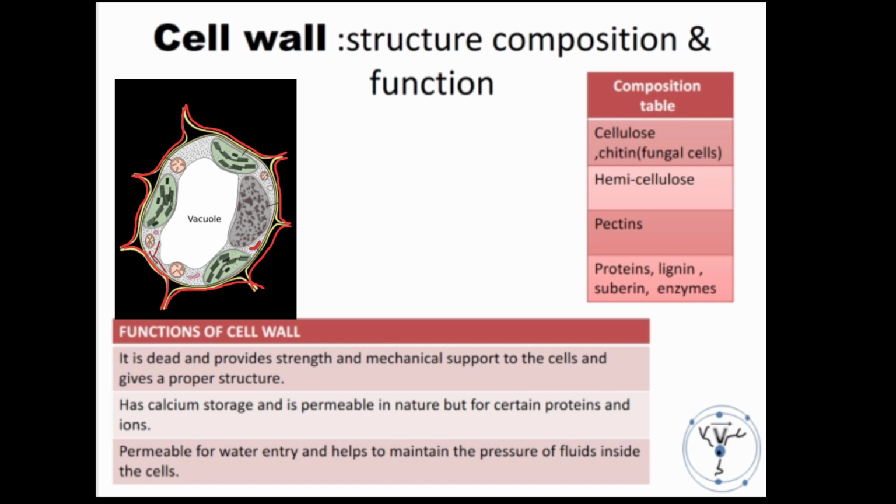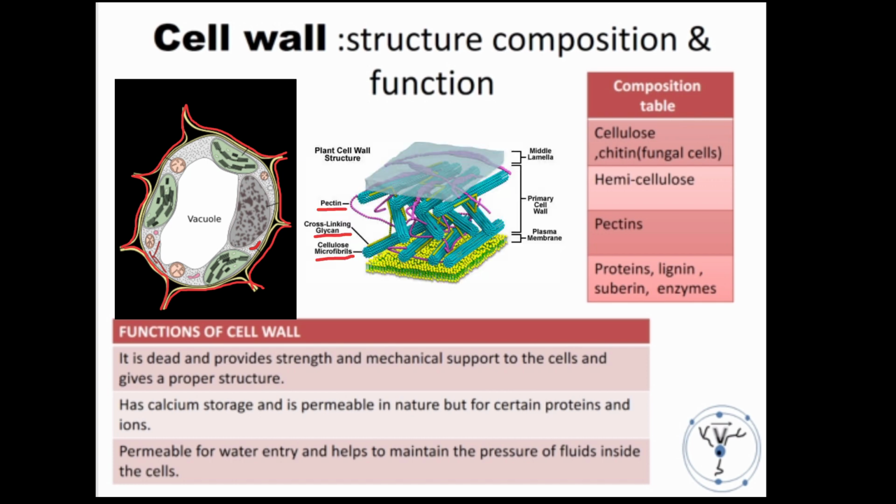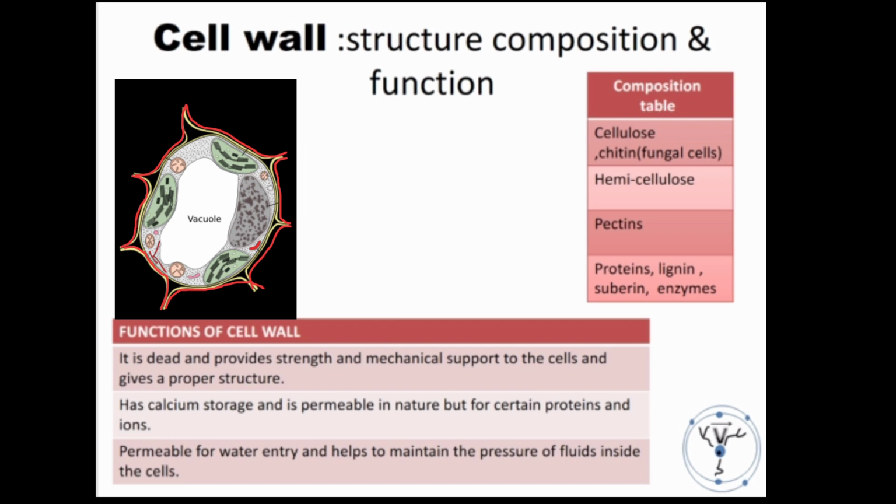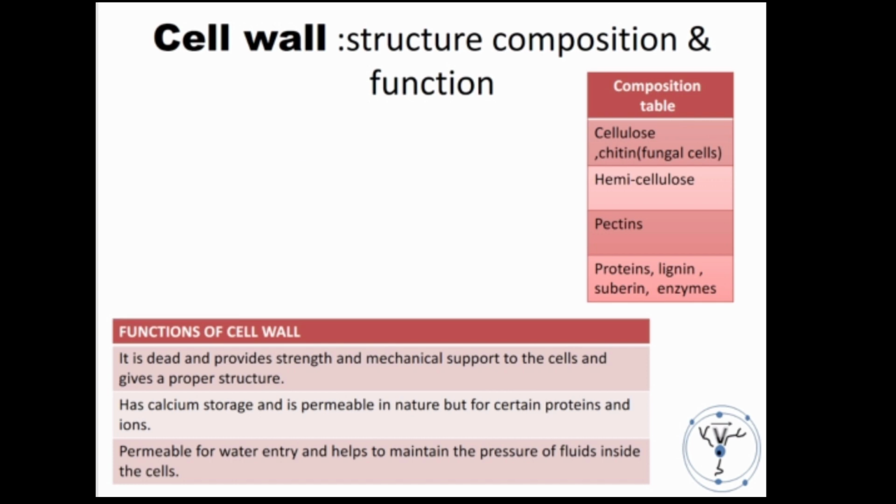If we look at the magnified view of the cell wall, then we can easily match the composition table with the magnified view, where we can see the presence of complex polysaccharide like cellulose, hemicellulose, pectin, etc. Along with these major components, some depositions like lignin, suberin, presence of certain enzymes and proteins is also a feature of cell wall.